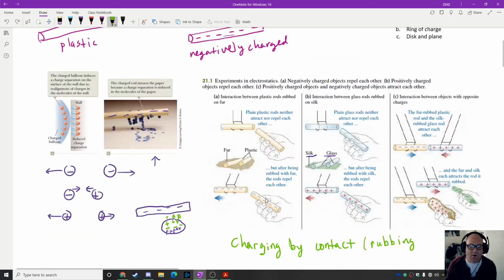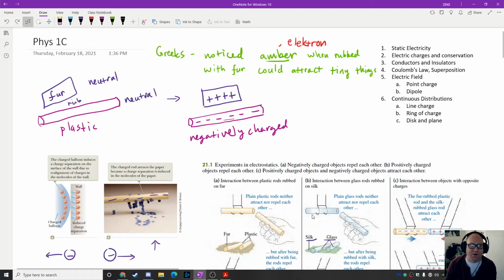Oops, okay. So the process that occurs here, basically what's happening is the fur has a lot of electrons, right? And by rubbing it, those electrons basically transfer down here, okay? Because the fur loses electrons, it becomes positive. Because the plastic gains electrons, it becomes negative, okay?